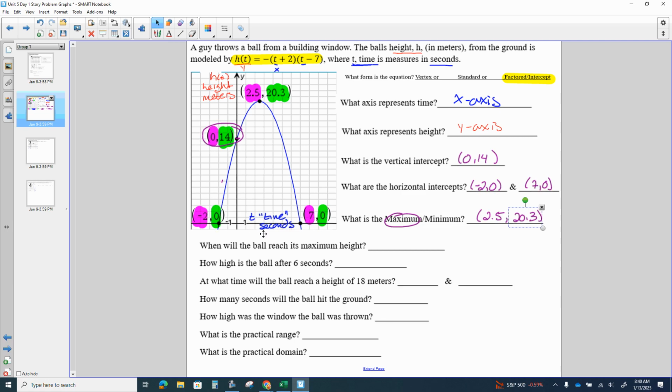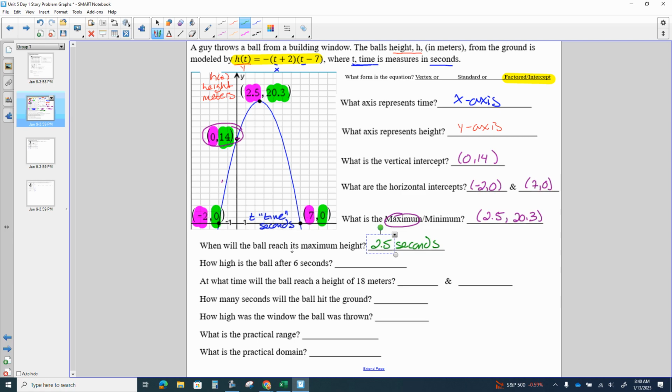All right, when will the ball reach its maximum height? So I'd come over here and say, okay, here's the maximum height, and it's asking when. That's a time question, so it's going to reach it in 2.5 seconds. That's my answer, 2.5 seconds. And I do need to have seconds, otherwise you will get marked down. So make sure you have the unit.